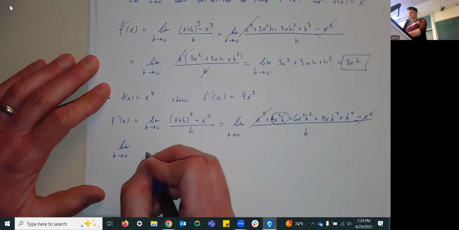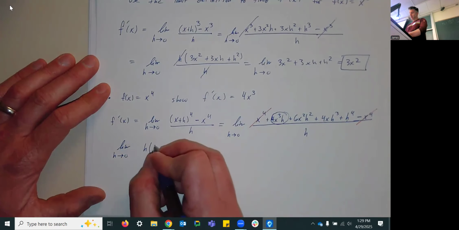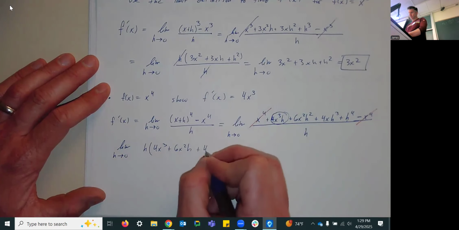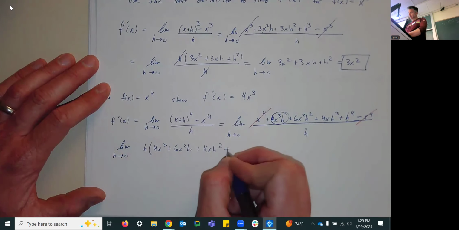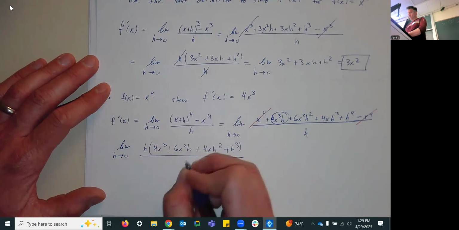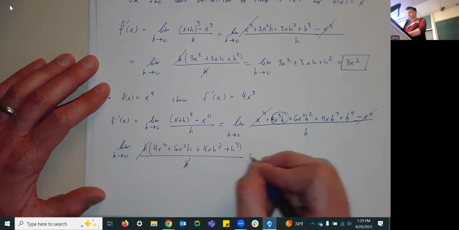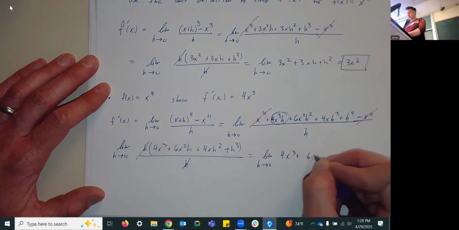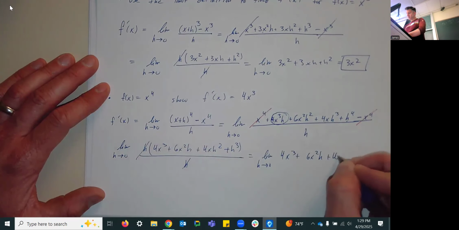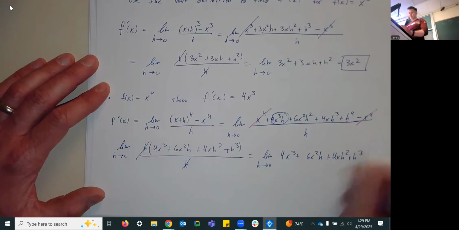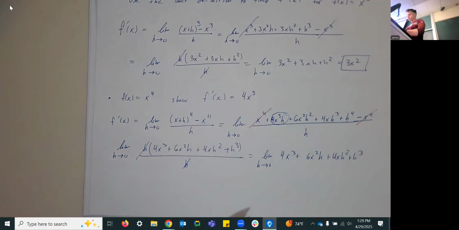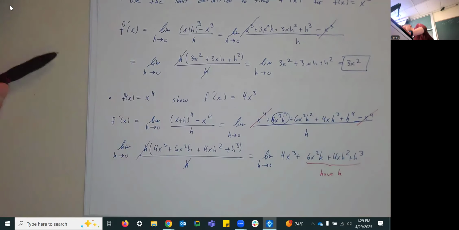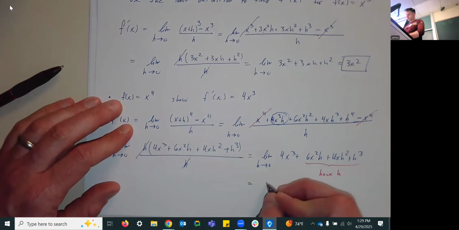So when we write this out, factoring out an h, we have 4x cubed plus 6x squared h plus 4xh squared plus h cubed, divided by h. The h is divided to 1. We're left with the limit as h goes to 0 of 4x cubed plus lots of terms that have h's in them. So all these terms, these all have h. They're all going to go to 0. So we end up getting 4x cubed.